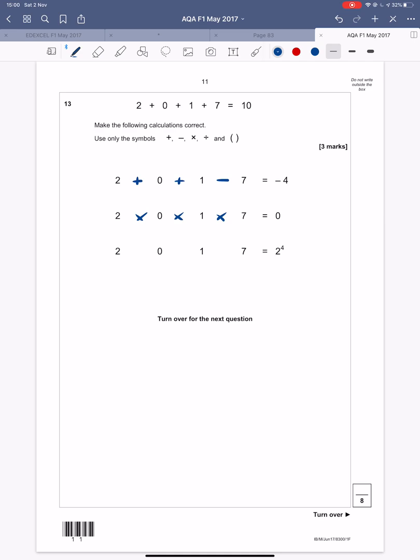Okay, now this last one, 2 to the 4 is 16. So I'm looking here, how about 2 times 8? So 1 plus 7 is 8, and then a 2 outside the brackets makes 16, 2 to the power 4.